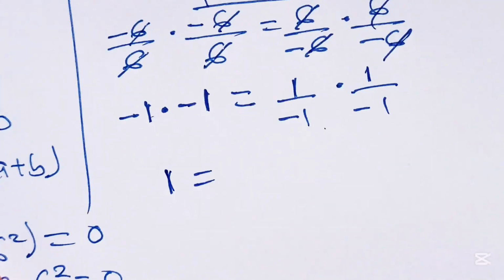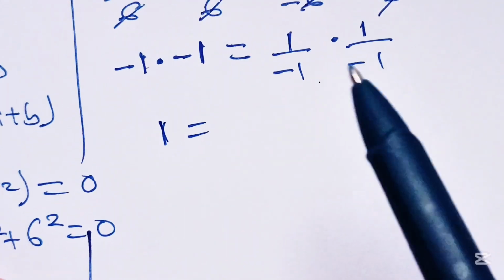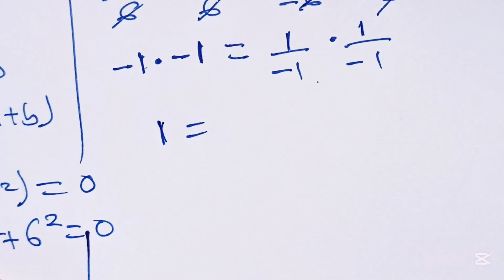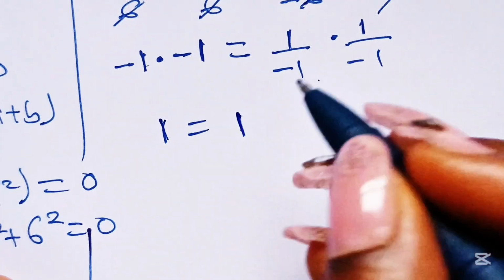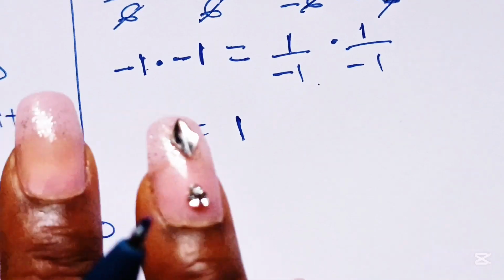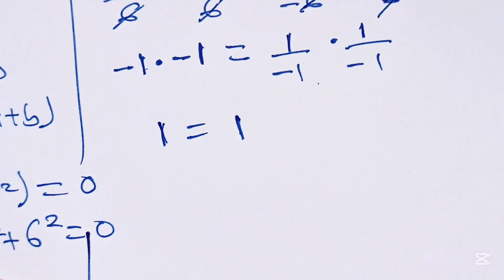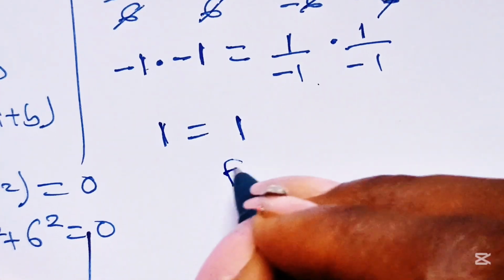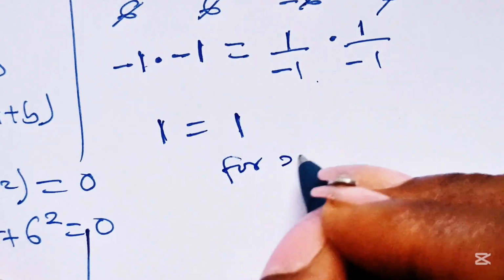Okay, so we have minus 1 multiplied by minus 1 is 1, is equal to 1 over minus 1 multiplied by 1 over minus 1. And 1 over minus 1 is minus 1. So it's the same thing as minus 1 multiplied by minus 1, which will give us 1. Now the left hand side is equal to the right hand side. So this proves that the answer is correct. Okay. All right, now let's go to the complex solutions.